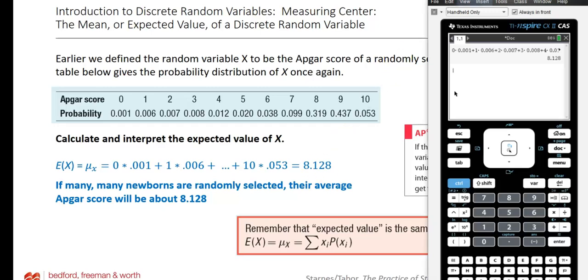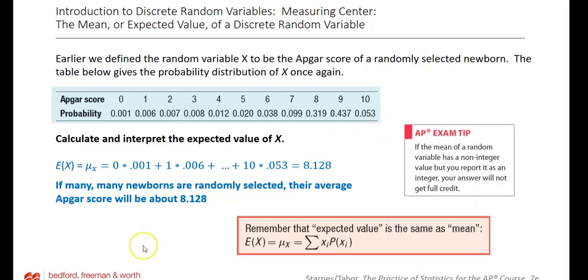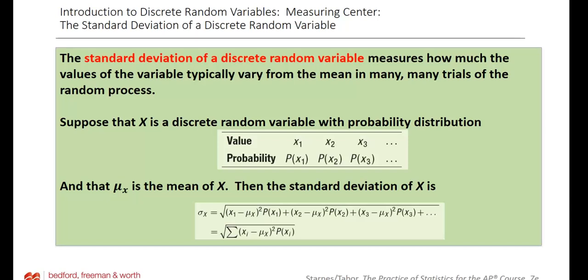Let me see what it says there. So yeah, don't report that as an integer. It's a mean. It's an average. Expected value is an average, and it's going to have a decimal to it usually.